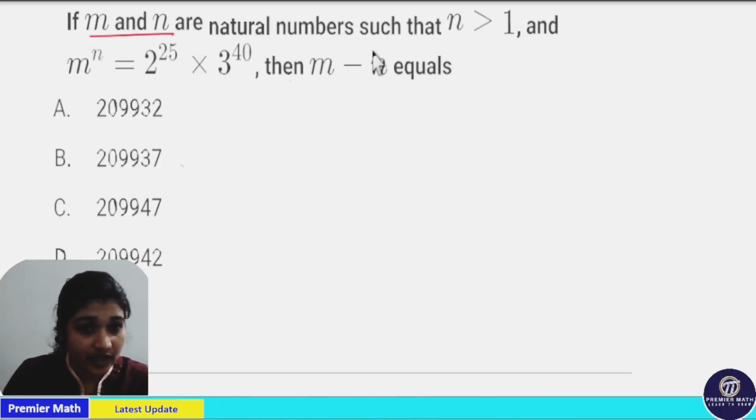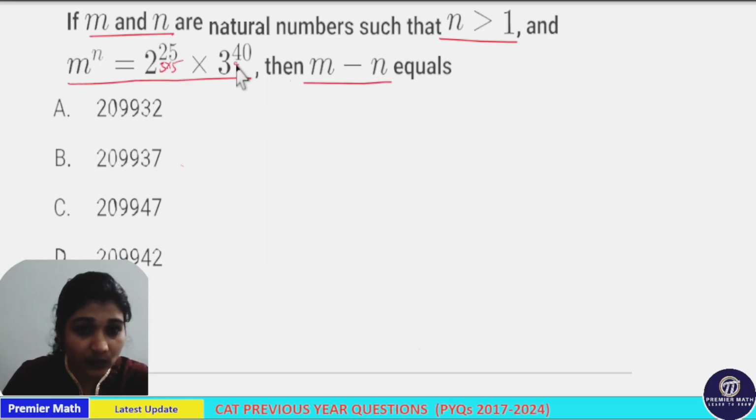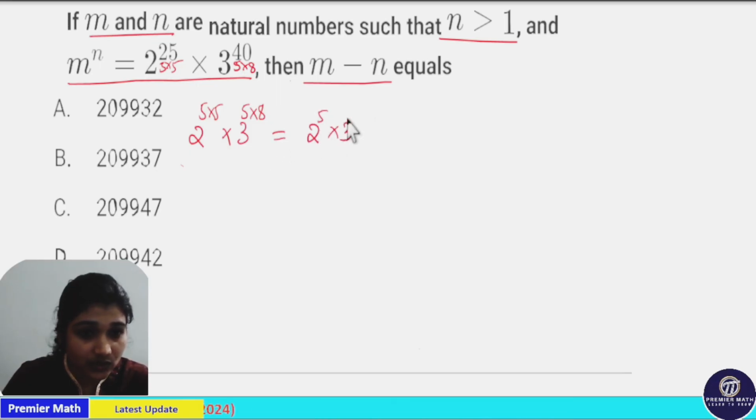If m and n are natural numbers such that n greater than 1 and m raised to n equal to 2 raised to 25 into 3 raised to 40, then m minus n equals? Here 25 is 5 into 5 and 40 is 5 into 8, which means I can take 5 as common factor in power. So 2 raised to 25 means 2 raised to 5 into 5, into 3 raised to 40 means 3 raised to 5 into 8. So take 5 as common factor in power. So this will become 2 raised to 5 into 3 raised to 8, the whole raised to 5. Now you can see 8 into 5, 40 and 5 into 5, 25.